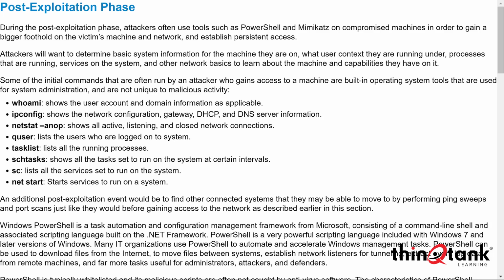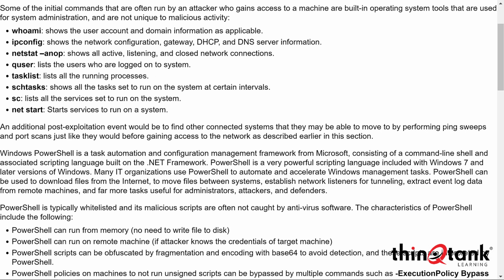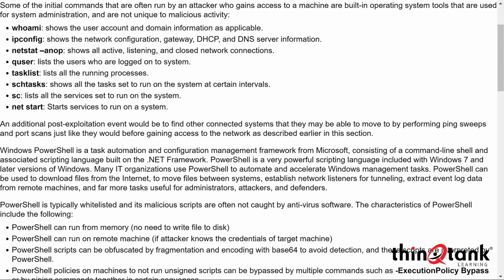All right, we want to determine what is the information on that machine that we're on. What is the context that the machine is operating at, and what are the processes and so on. We see a list of some of the initial commands that are often run by an attacker who does get access to the machine, and then based on that, they can use the built-in tools on that operating system to do some of the things that we just talked about. Whoami shows the user account and domain name information for that particular platform. Ipconfig, of course, is going to give you all of your IP addressing information.